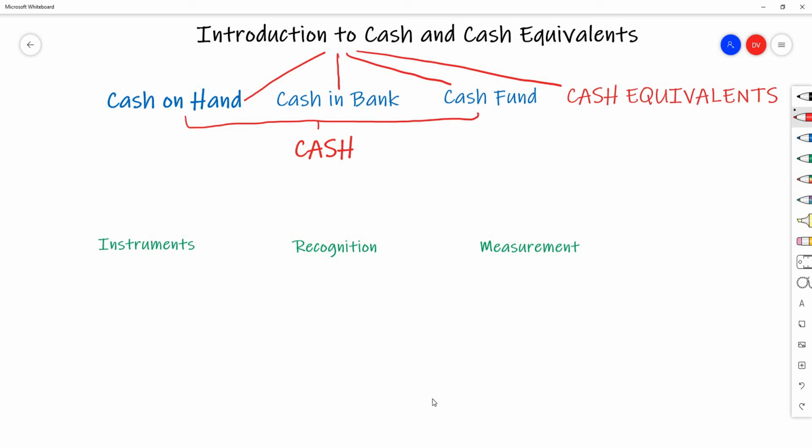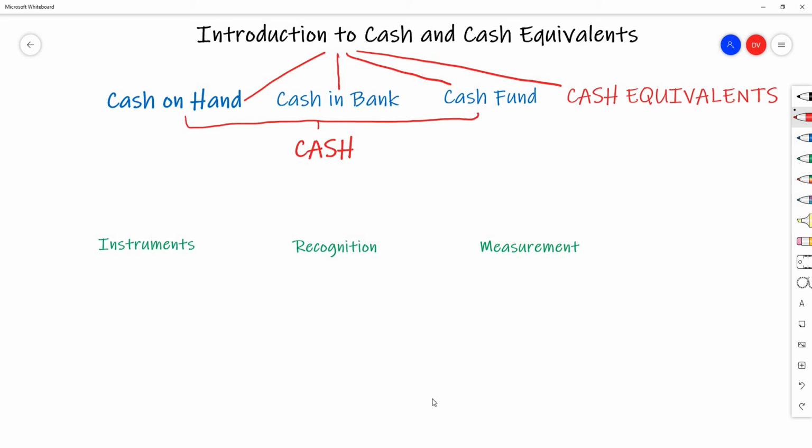When we say cash in bank, of course, it is deposited cash items. When we say cash fund, these are cash either on hand or in bank that are set aside for a specific purpose. Ibig sabihin, nakatabi siya for a specific purpose. Pwedeng pambili ng asset, pwedeng pambayad ng utang, or pwede rin na ito ay panggastos. Basta siya ay nakaset aside, whether cash on hand yan or cash in bank, it is treated as cash fund. Cash equivalent will be later on discussed in another video. So for now, we will discuss cash.